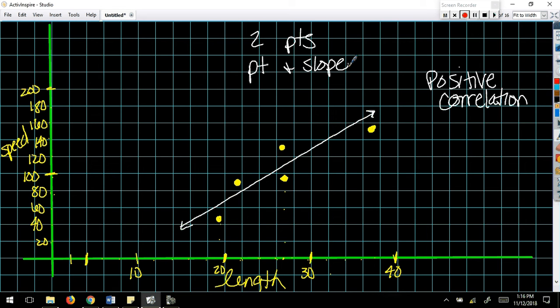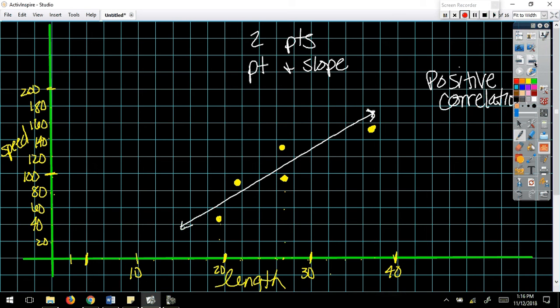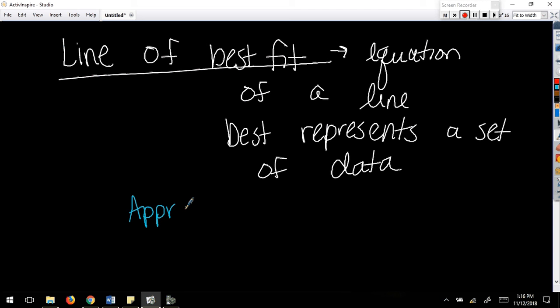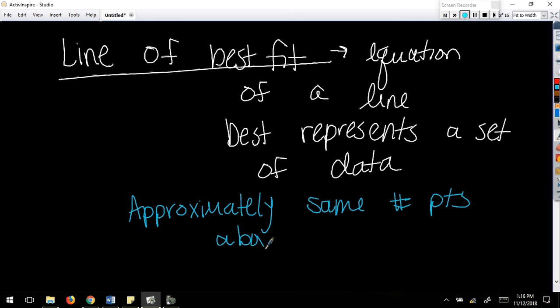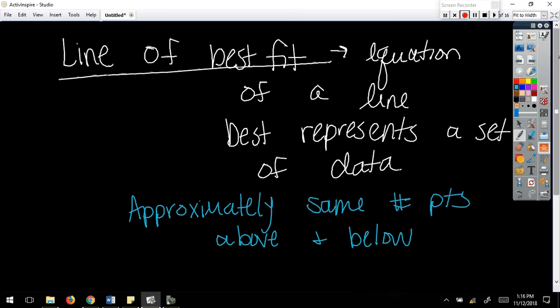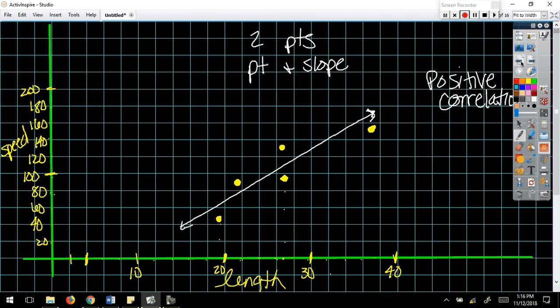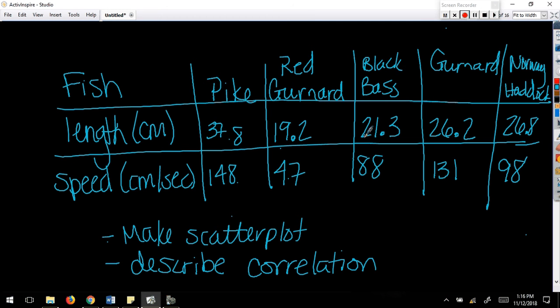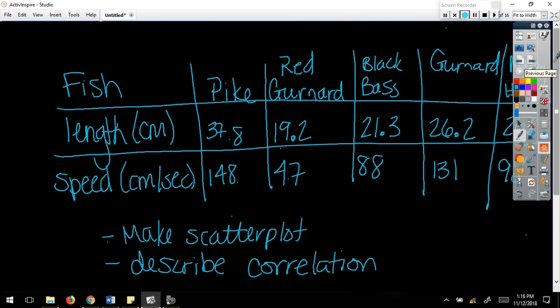So if you look, I've kind of drawn this line, and the key I will tell you to drawing a good line of best fit is that it has approximately the same number of points above it as it does below it. Same number of points above and below. Okay, so if you look at this line we were just looking at, it looks like there's 2 above and there's 3 below, and that's a pretty good estimate since there's only a total of 5 points to start with.